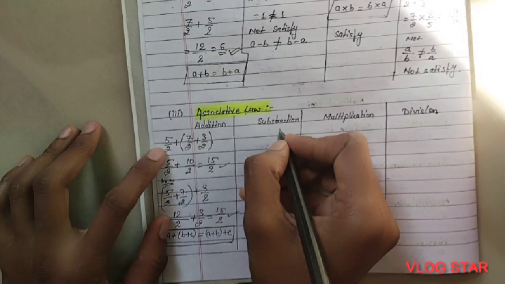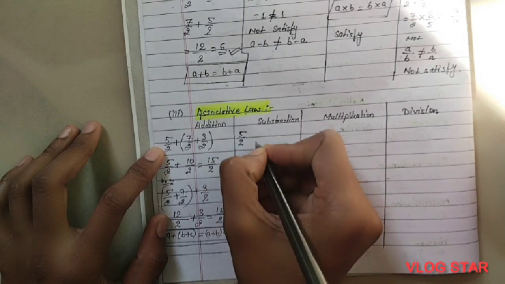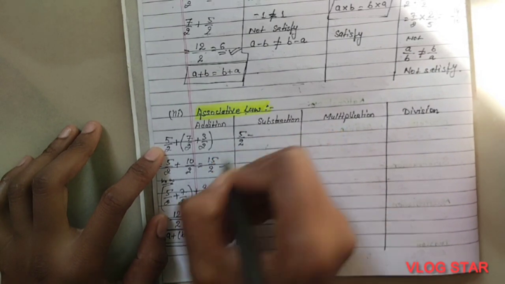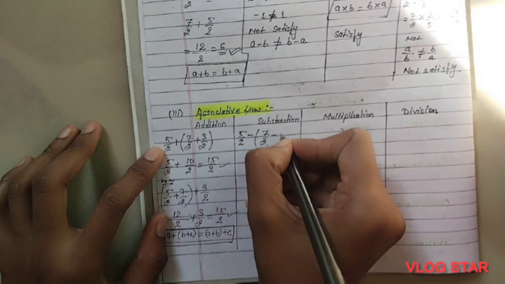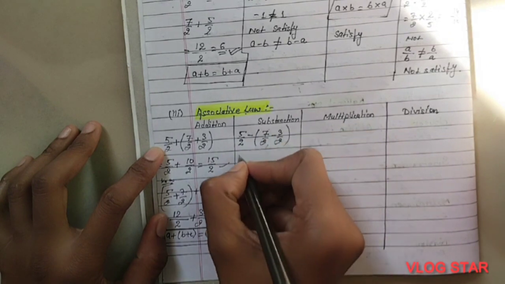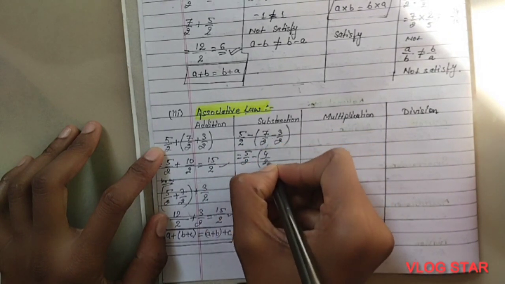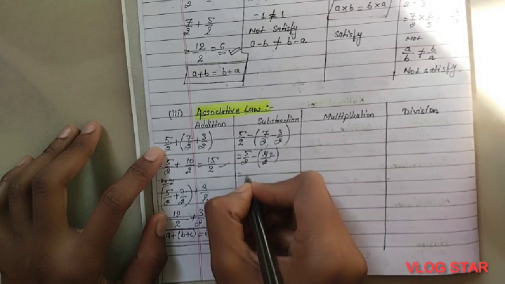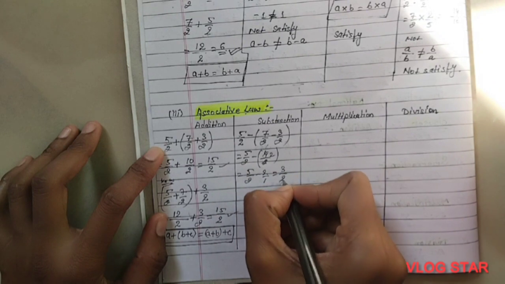Now we will take subtraction. I am going to take the same example. 5 by 2 minus 7 by 2 minus 3 by 2. What will I get? I will get 5 by 2 minus 4 by 2. If I cut it, I will get 2. 5 by 2 minus 2, which is equal to 3 by 2.